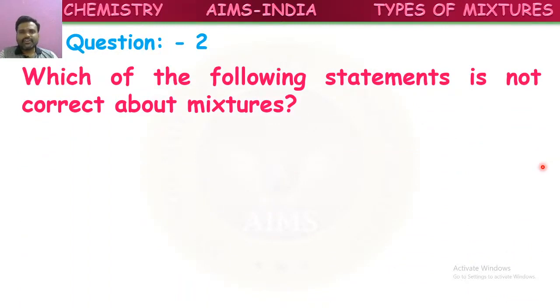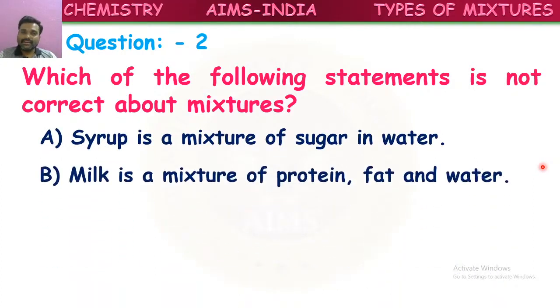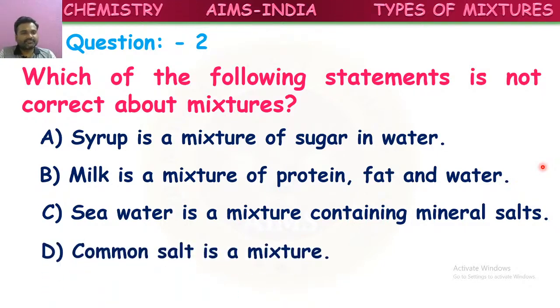So, which of the following statements is not correct about mixtures? Let us see the statements given. Syrup is a mixture of sugar in water. Milk is a mixture of proteins, fats, and water. Sea water is a mixture containing mineral salts. Common salt is a mixture. So, which is the not correct statement they are asking? Can you guess?